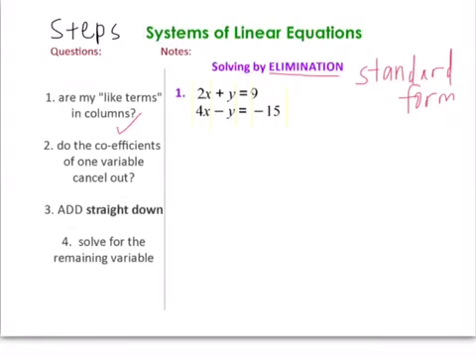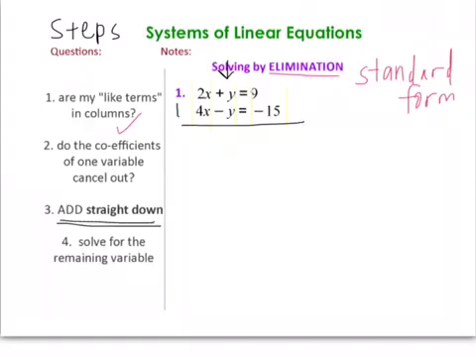So all of these are in standard form. And now question 2 says, do the coefficients of one variable cancel out? Well, that means I have additive inverses. And so if I look, my x's, they're not additive inverses, but my y's, I have a plus y and a minus y. Well, what happens if I have a positive 1 minus 1? They're going to cancel.